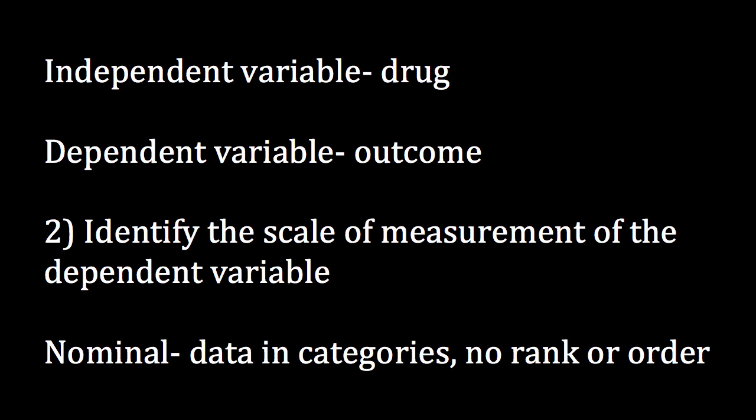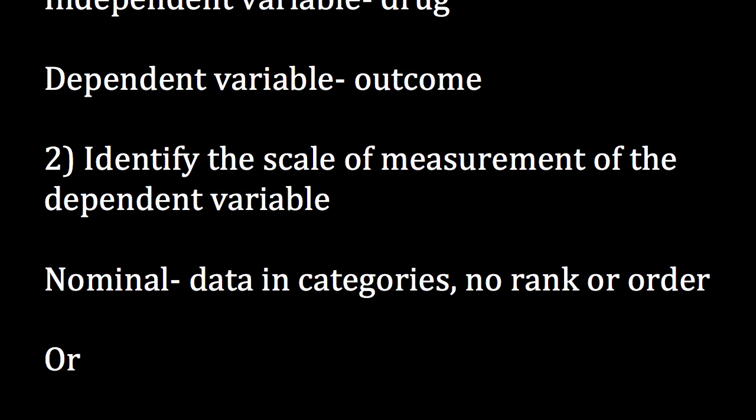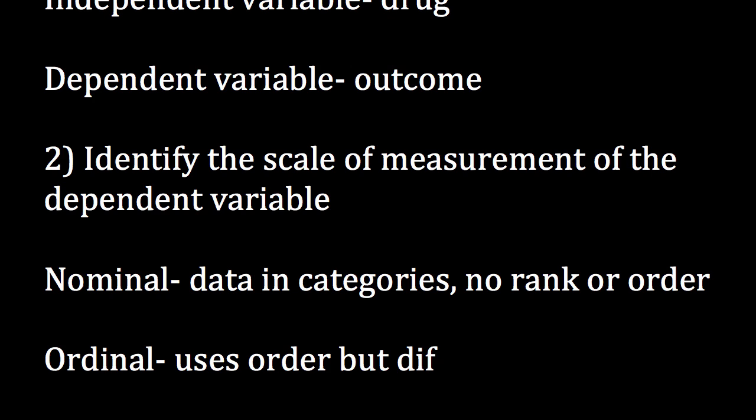If we're looking at going back to our weight loss example, we could use a percent of patients that achieved 20% weight loss. They either achieved 20% weight loss or they don't. Those are the only two categories. So that would be a type of nominal data. Ordinal data uses order, not surprisingly by the name, but difference between ranks is not equal.